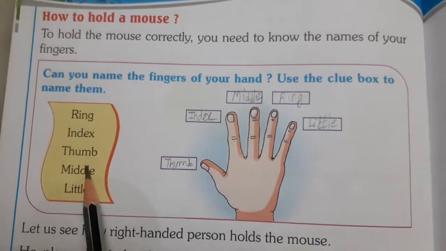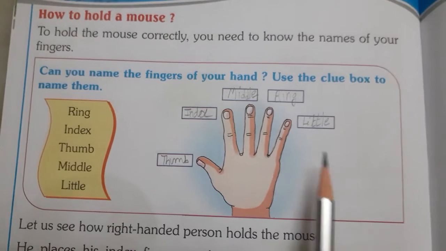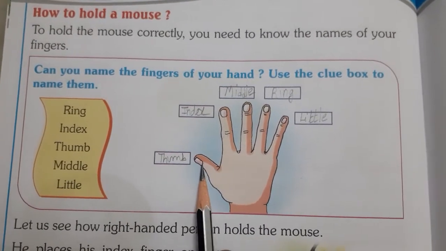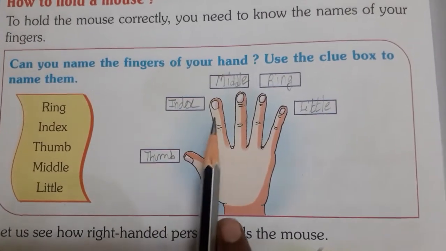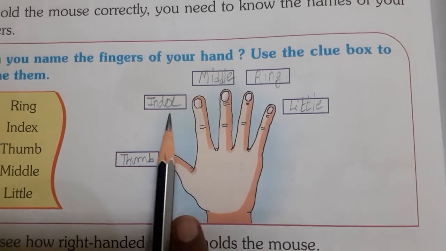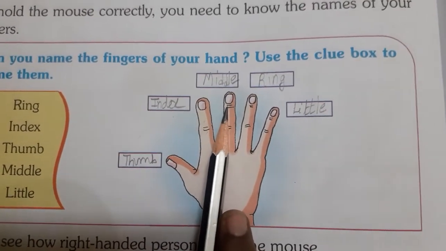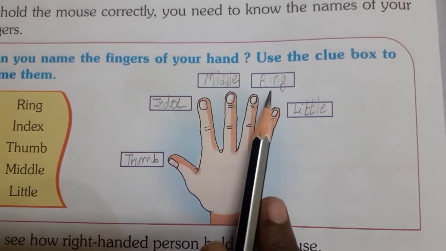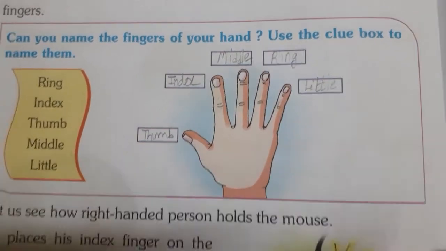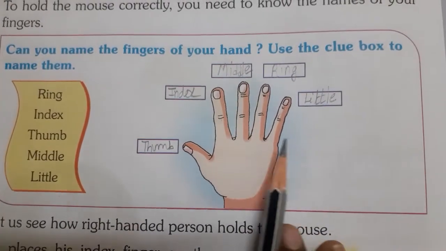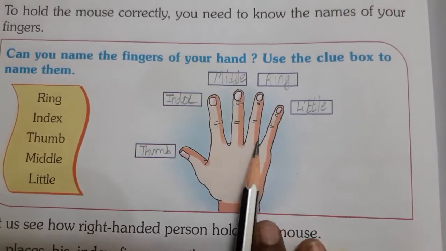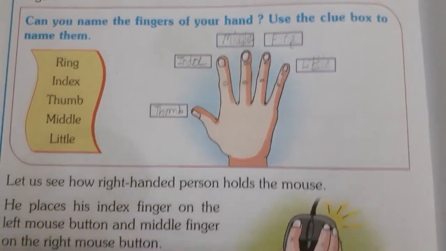See, ring, index, thumb, middle, little. So what is this finger name? Thumb finger. What is this finger name? Index finger. What is this finger name? Middle finger. What is this finger name? Ring finger. And what is this finger name? Little finger. So now we learned what these fingers are. So how we have to hold the mouse, now we will see.